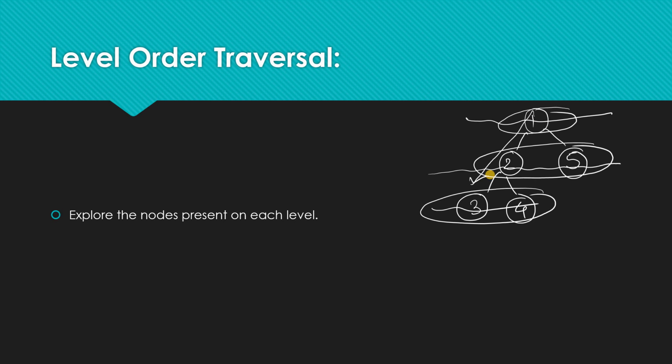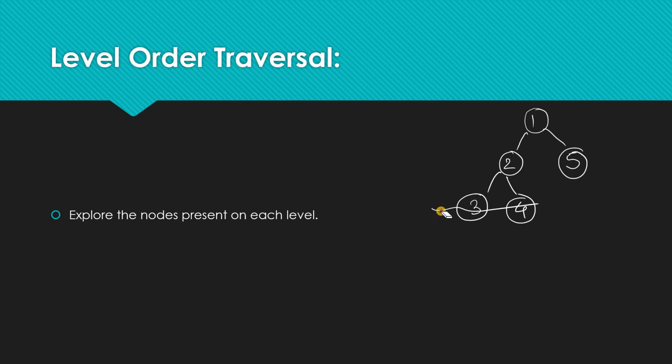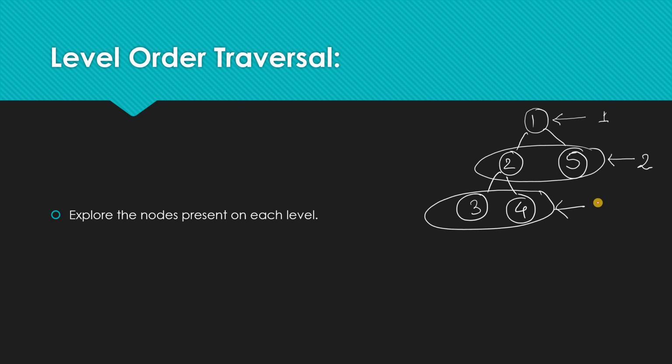Okay, so now let's just clear this off. First we need to understand the level. Levels in the tree are represented like this: the root is present on level 0. Some people say level 0, some say level 1. So suppose we are saying level 1. Then its children will be present on the next level, which is level 2, and their children will be present on the third level. So likewise, our level will keep on increasing.